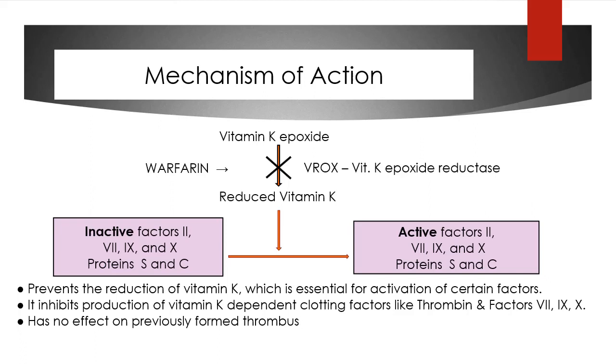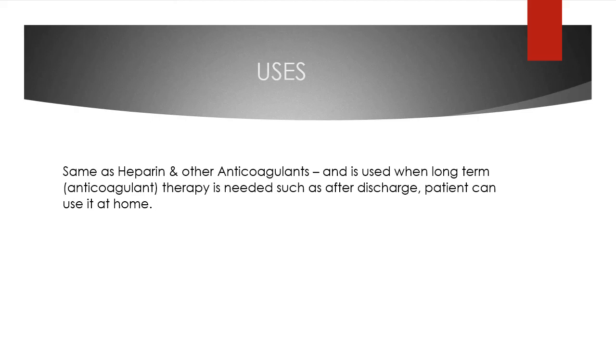Warfarin inhibits vitamin K epoxide reductase enzyme, which consequently prevents the reduction of vitamin K, which is essential for activation of certain factors. Therefore, warfarin inhibits the production of vitamin K dependent clotting factors like thrombin and factors 7, 9 and 10. An important thing to note here is that warfarin has no effect on previously formed thrombus. Warfarin has the same uses as heparin and other anticoagulants and is used when long-term anticoagulant therapy is needed, such as after discharge, a patient can use it at home with ease.